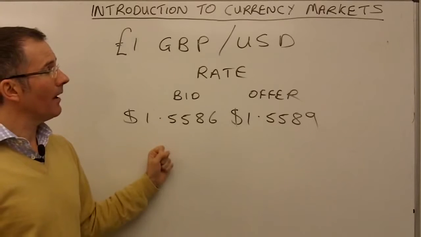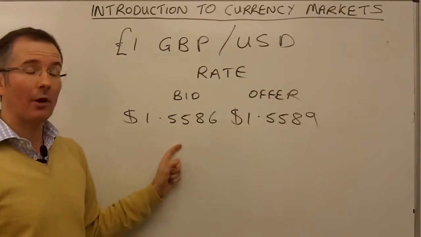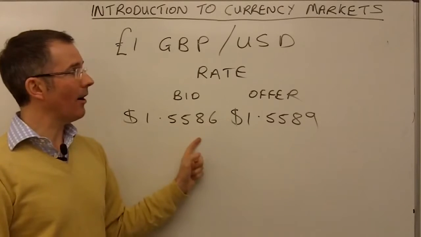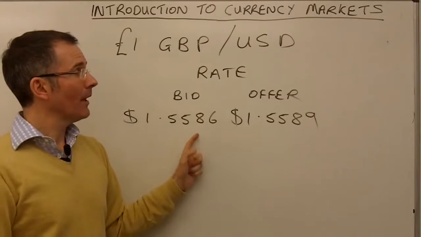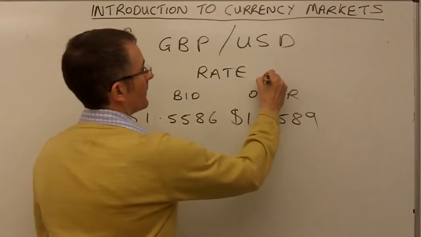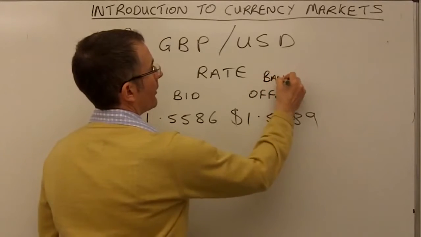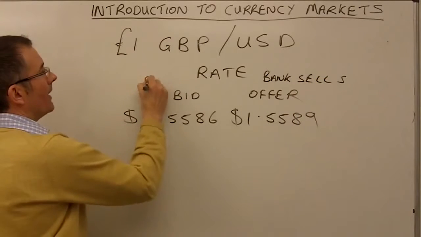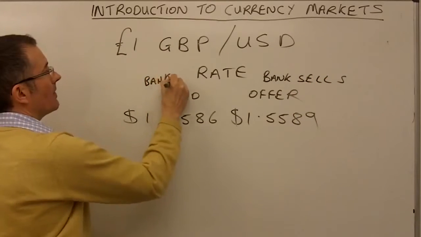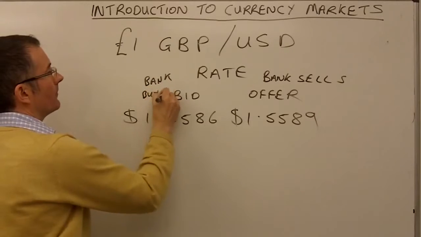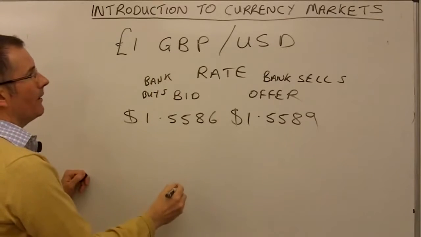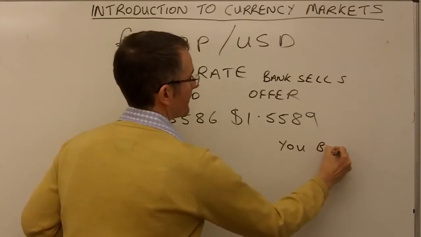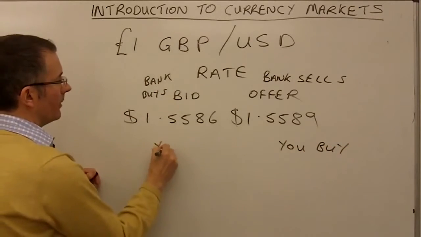And here's the key. Imagine this is the bank and you've just gone in on holiday. This works in the foreign currency markets too. Whose rates are these? They're the bank's. So, in other words, that's the rate at which the bank sells, and this is the rate at which the bank buys. Or put it another way, from your perspective, this is the rate that you buy at, and this is the rate that you sell at.